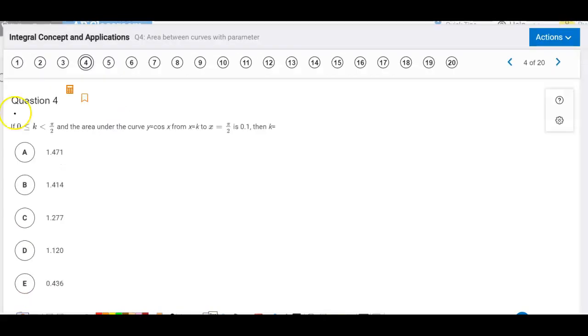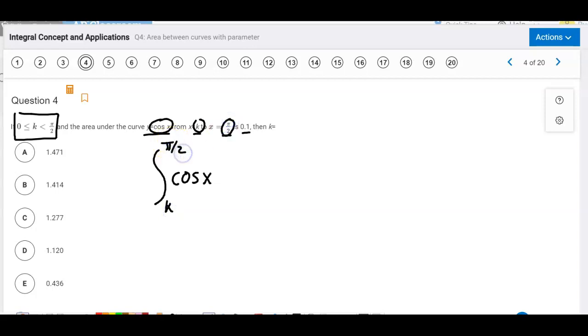All right, now suppose that k is some number between 0 and pi over 2, and the area under the curve of cosine from this k value to pi over 2 is 0.1. Now, when I see that phrase, area under the curve, I'm thinking integrals, right? And so the area under this curve, so the integral of cosine x from k to pi over 2 is 0.1. So how are we going to solve this?